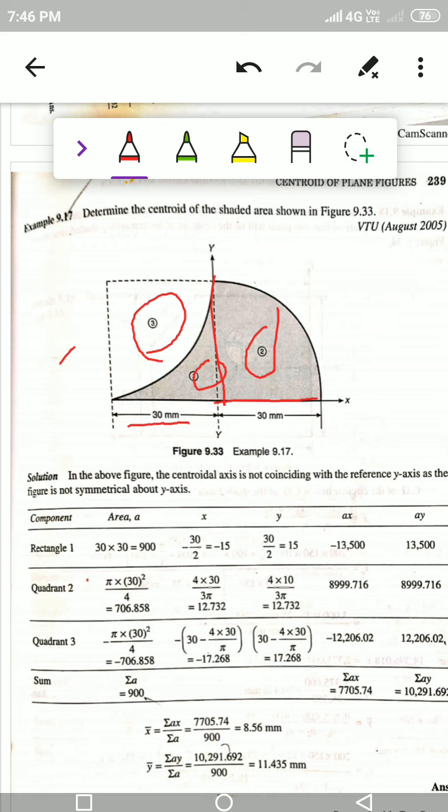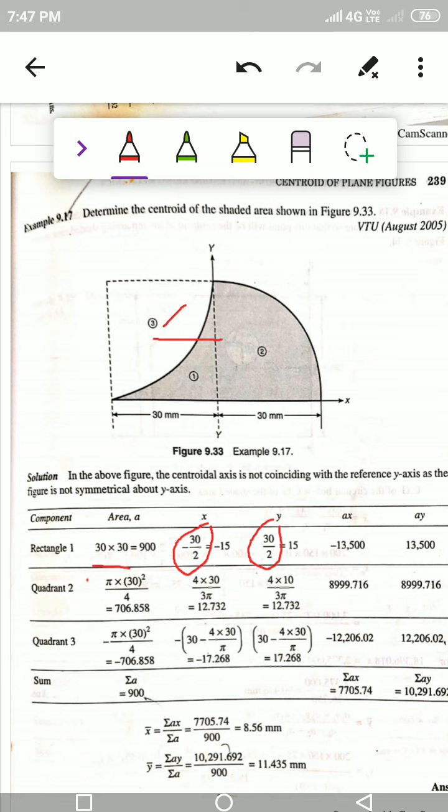By considering the centroids of these different geometrical figures, you need to find the centroid of the entire shaded area. First, consider this rectangle, which has a size of 30 mm by 30 mm. We know that the centroid of a rectangle is x bar equal to b by 2 and y bar equal to d by 2. So x bar is this distance, and y bar is this distance.